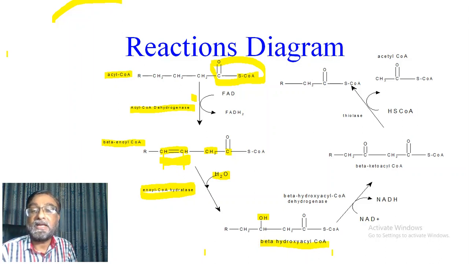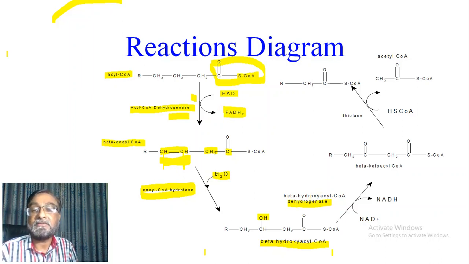right? Then again the dehydrogenase. At the first step, the dehydrogenase was involved, and at this stage, again a dehydrogenase is involved. When at the first stage the dehydrogenase was involved, that turns FAD into FADH2, and you know that this FADH2 is equivalent to 2 ATPs.